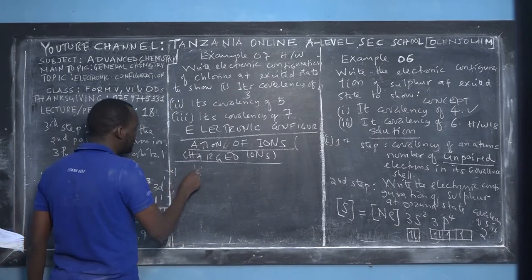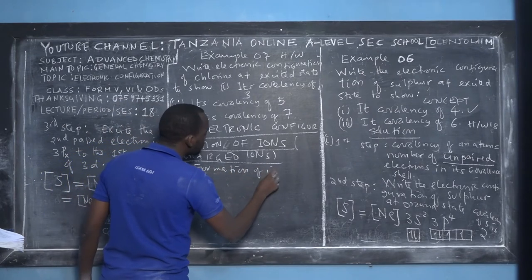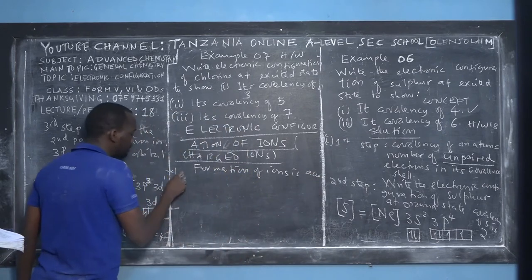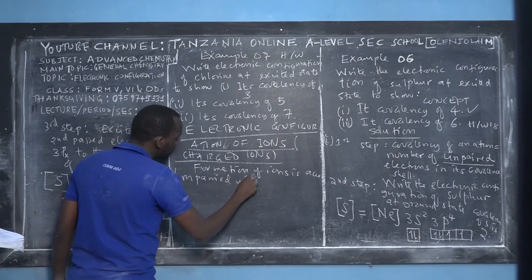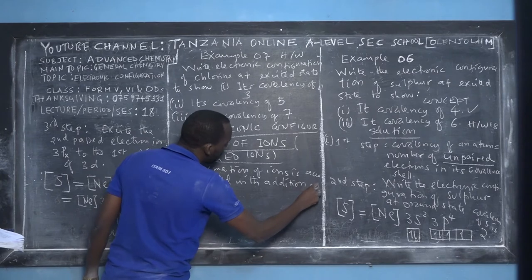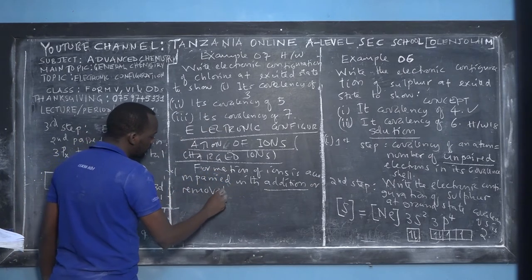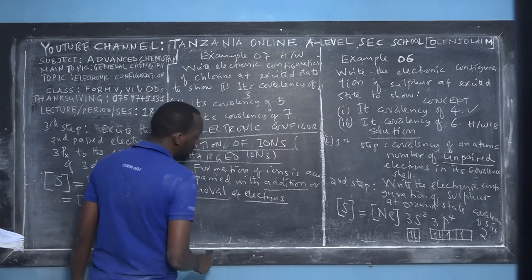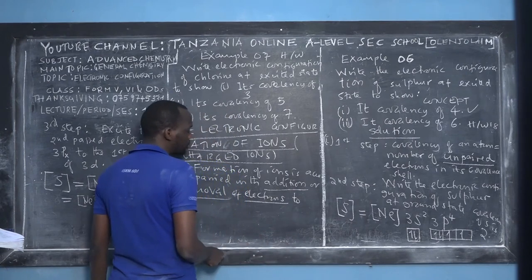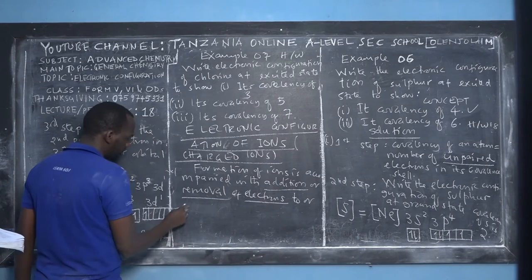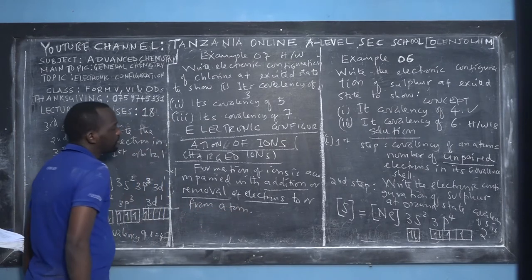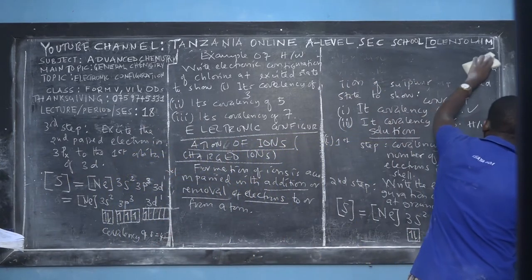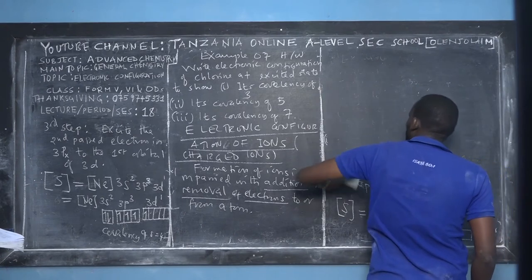So let me help you. Formation of ions or charged ions is accompanied by addition or removal of electrons to or from an atom. So this process tends to change the number of electrons. It's not like the ground state and excited state of an atom. Here the number of electrons remains constant, but in this case the number of electrons does not remain constant.